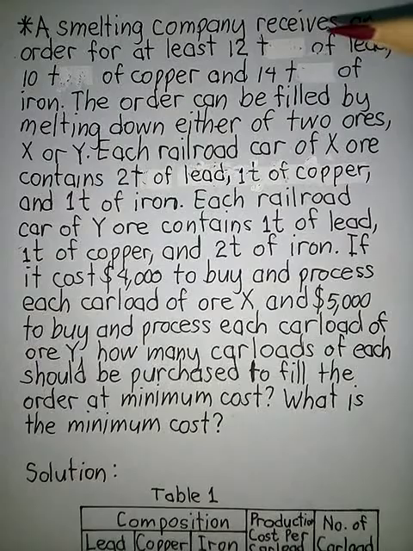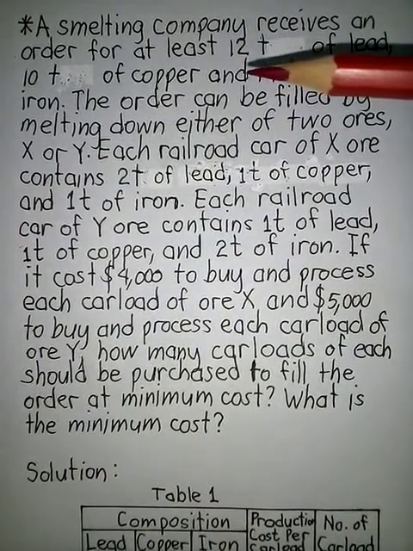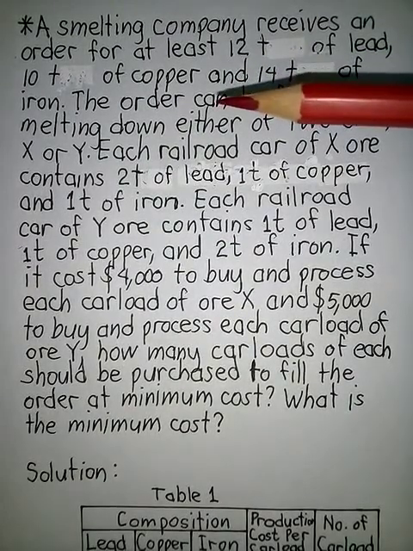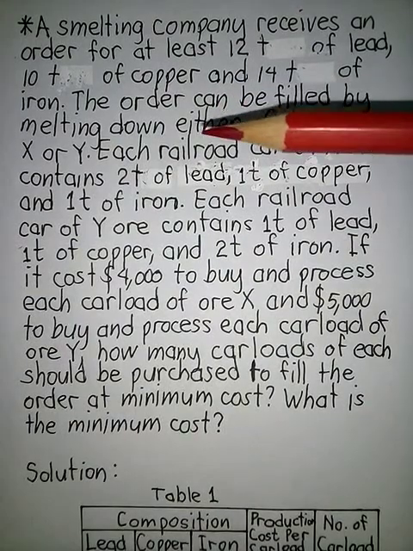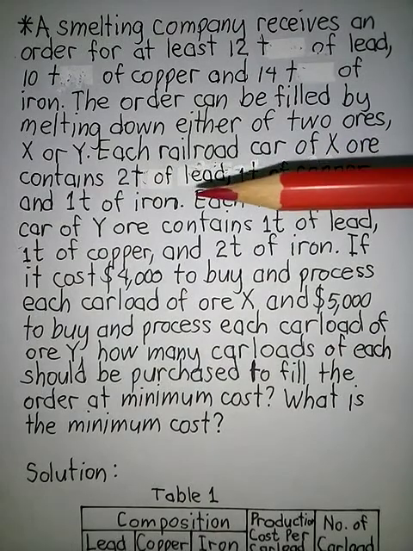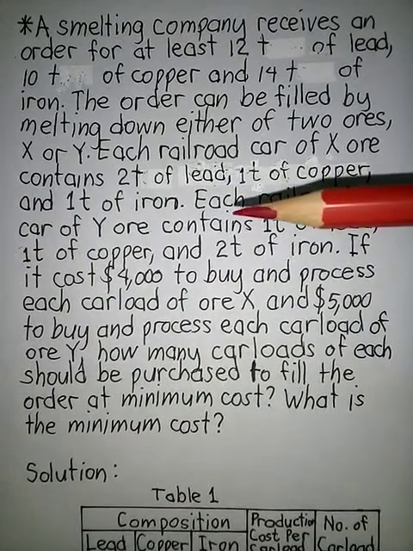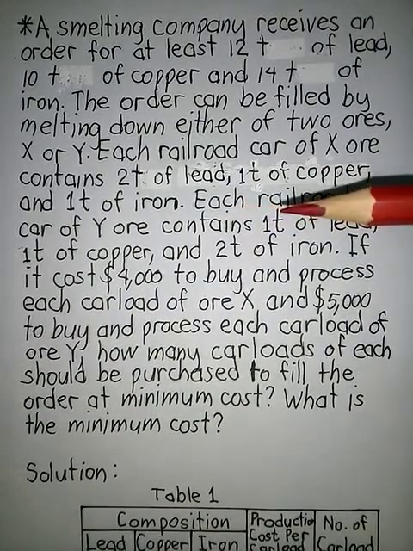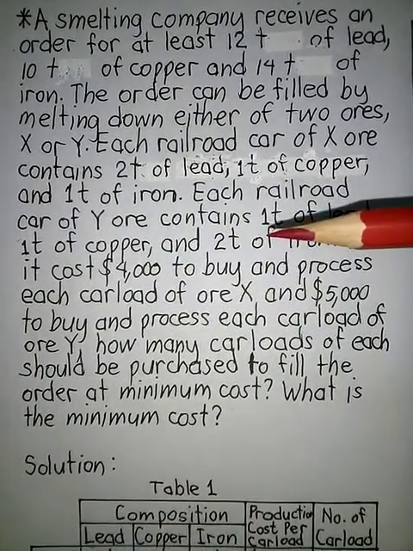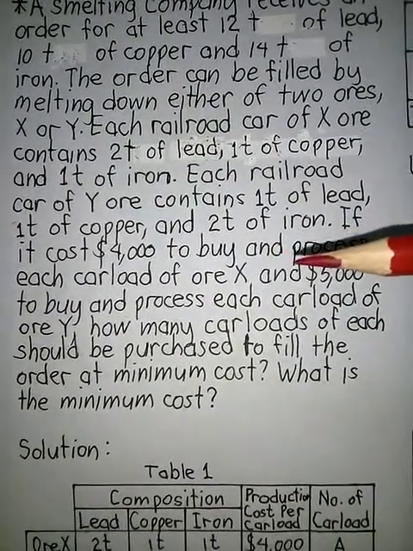So, okay, I will repeat the problem. A smelting company receives an order for at least 12 T of lead, 10 T of copper, and 14 T of iron. The order can be filled by melting down either of two ores, X or Y. Each railroad car of X ore contains 2 T of lead, 1 T of copper, and 1 T of iron.